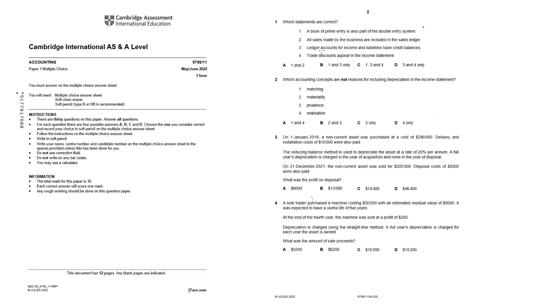Second statement, all sales made by the business are included in the sales ledger. This statement is not correct because sales can be cash sales and credit sales. Cash sales are not entered in the sales ledger, only credit sales are. Ledger accounts for income and liabilities have credit balance. This is absolutely correct. Trade discounts appear in the income statement. This is not correct. So I'm 100% sure that statements 2 and 4 are not correct.